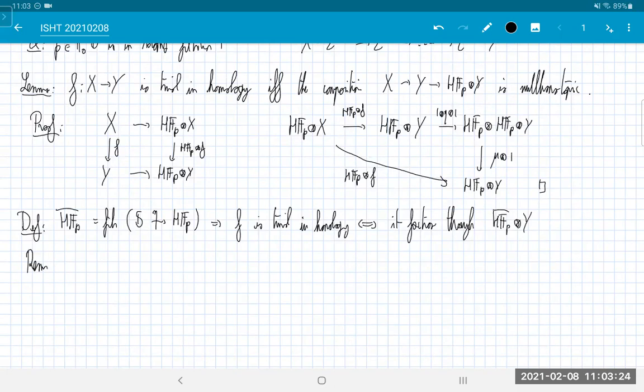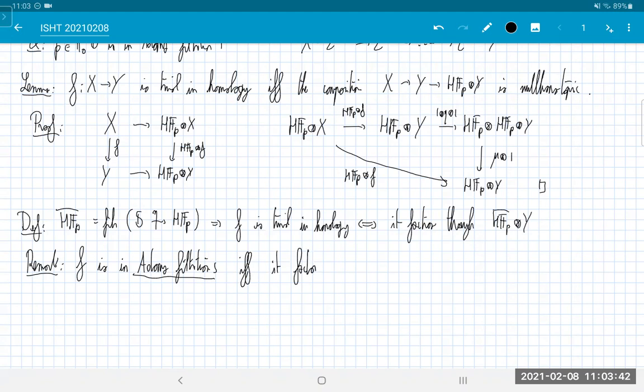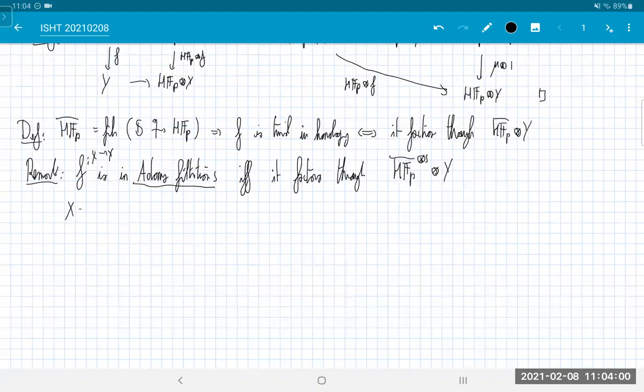Therefore, we have that F is of Adams filtration s if and only if it factors through HFp bar tensor s tensor Y. Sorry, F was a map from X to Y. You go by induction. So suppose you have this, the composition here.